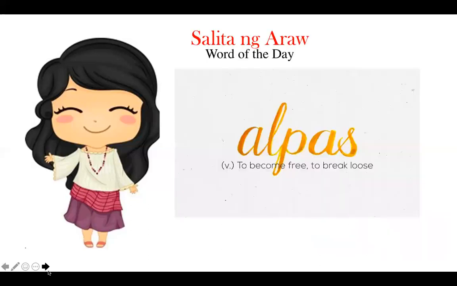Okay. Before we proceed to the expressions, here's another word that I'd like to introduce. It's called alpas. Everyone, please say alpas. Okay, meaning it's a verb which means to become free or to break loose. Okay? To become free or to break loose. Sample sentence.